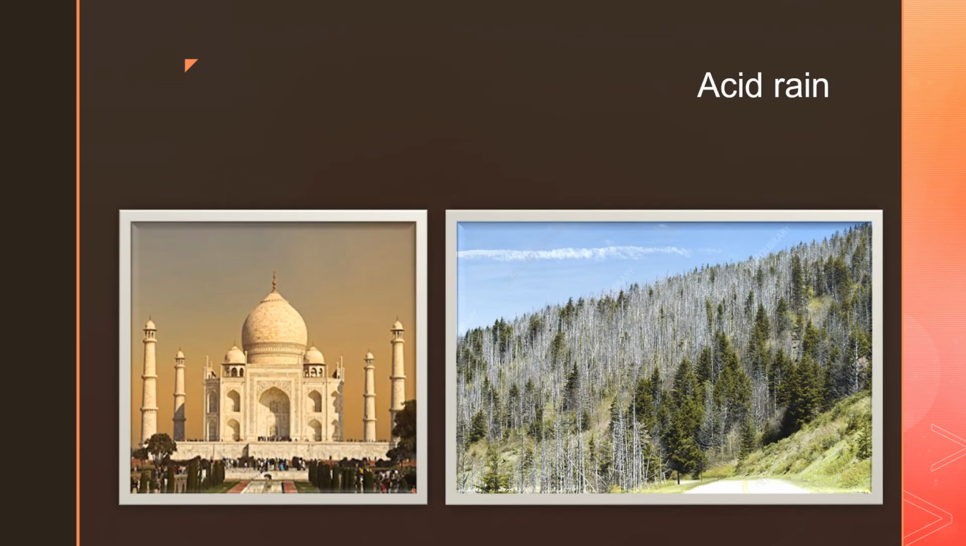Here we have taken two examples of buildings and forest which are being affected by the acid rain. First, this building, the Taj Mahal. You all know that it is now getting discolored due to the rain, which has a lot of pollutants and is called acid rain. That is causing discoloration in some parts of the Taj Mahal, and the building quality is also deteriorating.